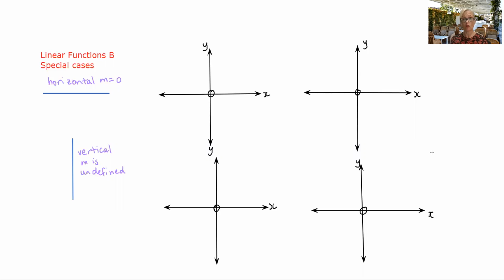One is when you have a horizontal line, and in that case, the gradient will be 0. That makes sense because we've got 0 rise divided by our run, and if you divide 0 by anything other than 0, you get 0. If you have a vertical line, when you're trying to divide by your 0 run, you can't do it. So a vertical line has an undefined gradient.